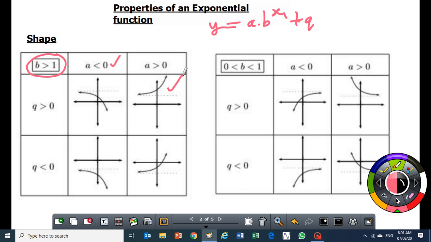Now you can also have another scenario where your b is a fraction. B can be a fraction between 0 and 1. B cannot be 0, B cannot be equal to 1. Now, when B is a fraction, the function is going to be increasing or decreasing as well, depending on the value of A. So if A is negative and Q is greater than 0, the function is going to be an increasing function.